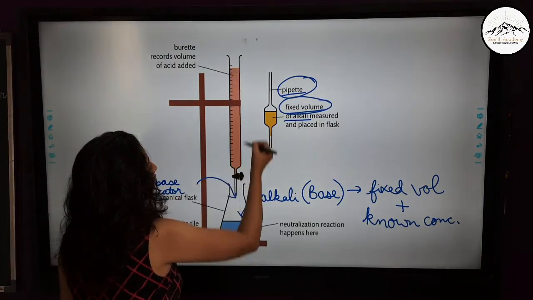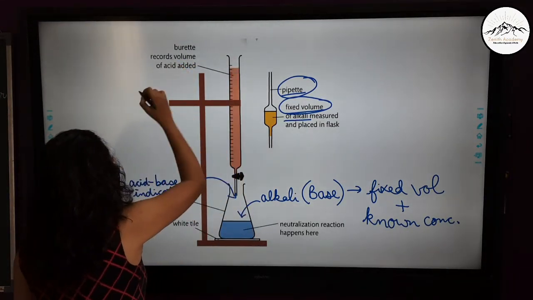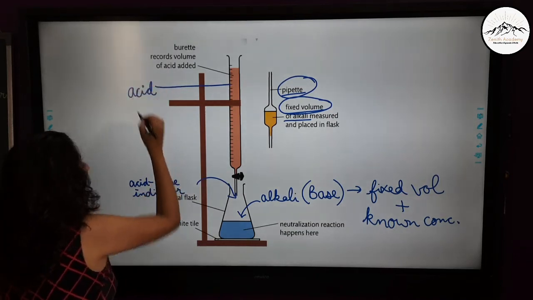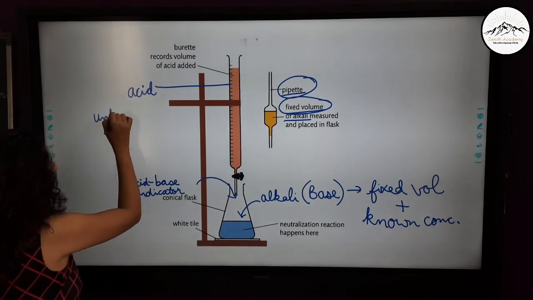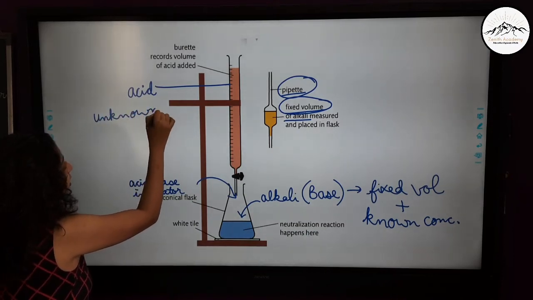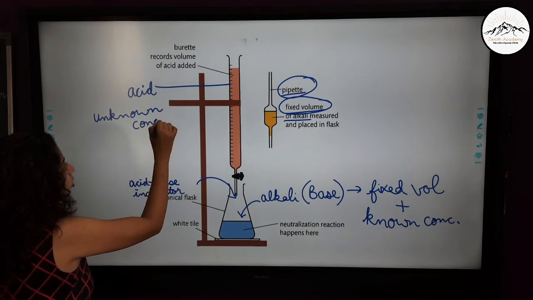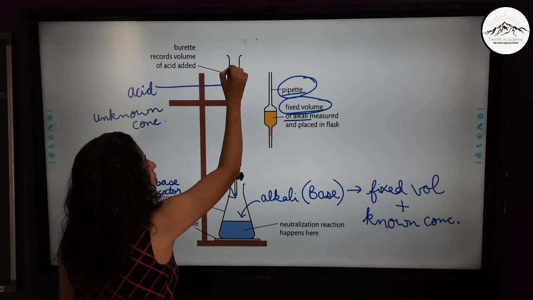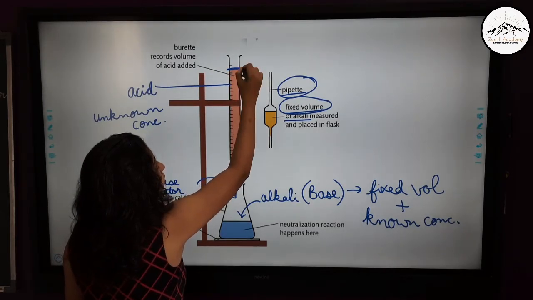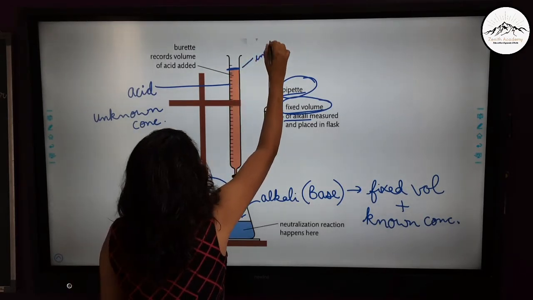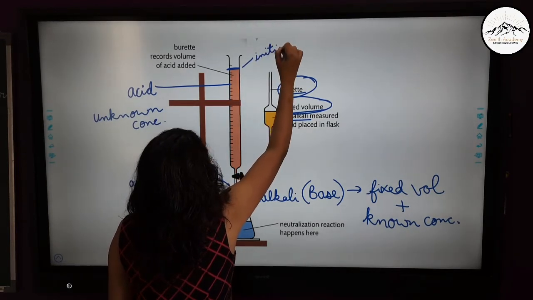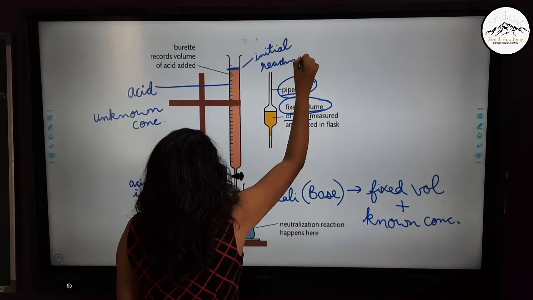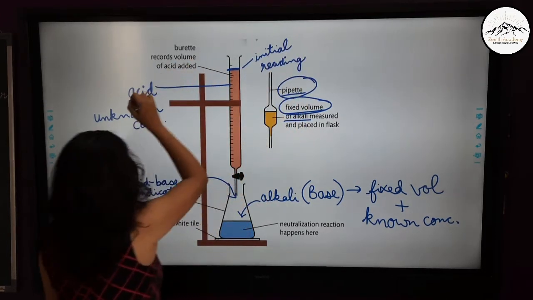Now in the burette, we fill the acid. Now this acid is of unknown concentration, right? We want to find the concentration of this acid. So this is of unknown concentration. And what we do is we first note the reading. So this is the initial reading that we note. This is the initial reading of acid.